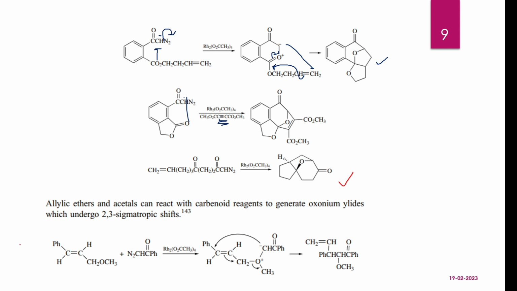So there's the next reaction. What is happening here? Allylic ethers and acetals can react with carbenoid reagents to generate oxonium ylides, which undergo a 2,3 sigmatropic shift. What are they saying? A 2,3 sigmatropic shift. Whatever was happening before is now happening intramolecularly. After this N2 elimination, this ether oxygen will attack here.